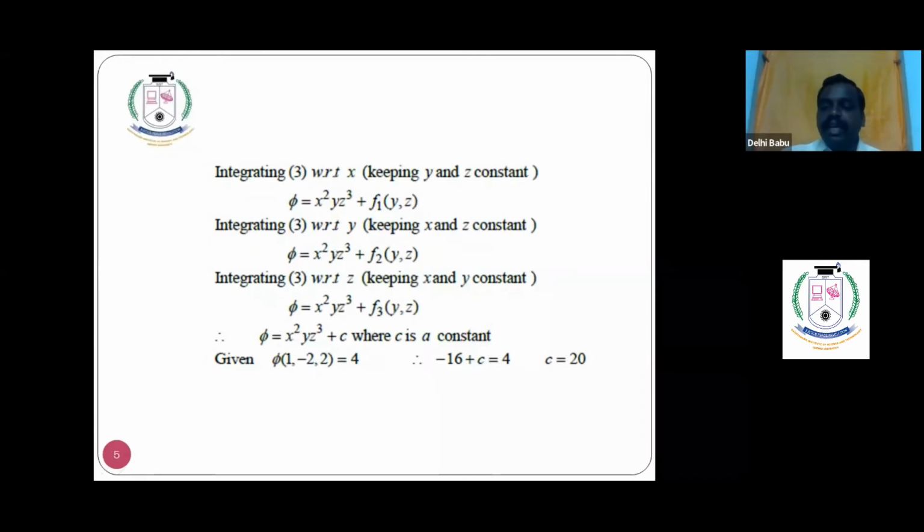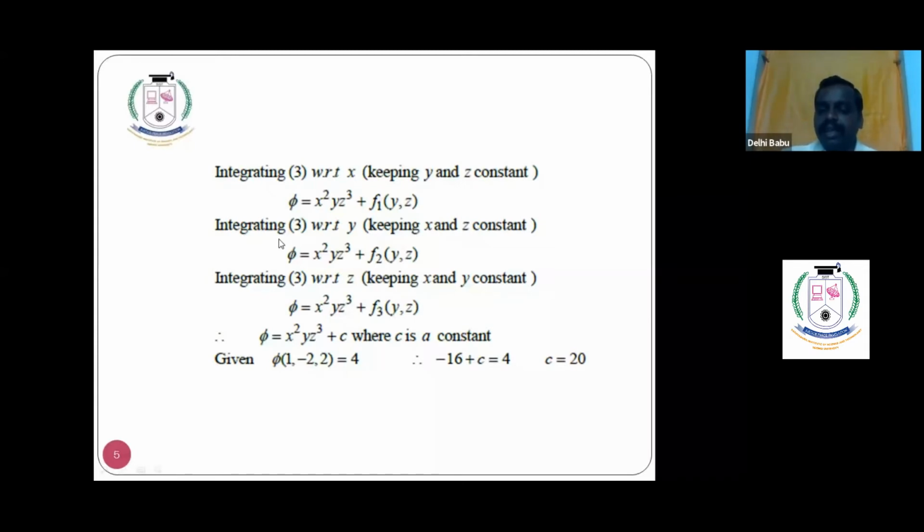Generally, after integrating, we add a constant like c. Here I am integrating with respect to x, that's why the constant will be in terms of y and z, keeping y and z as constants. That is the constant I am writing here, f1 of y comma z. It's not compulsory to write f1. You can write g1 of y comma z or h1 of y comma z, something in terms of y and z.